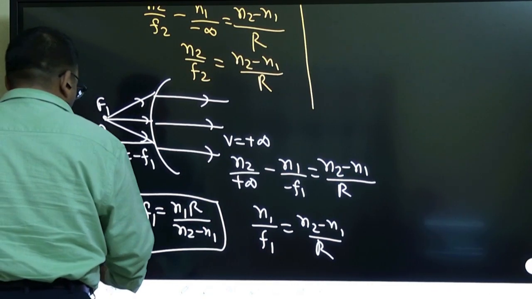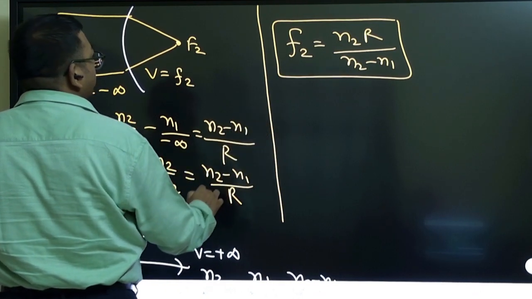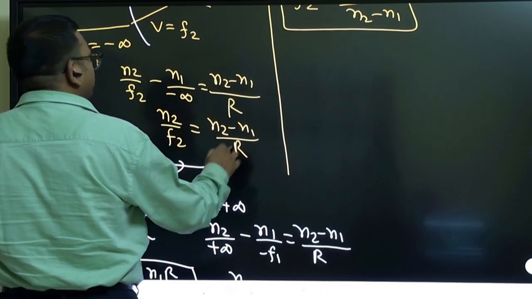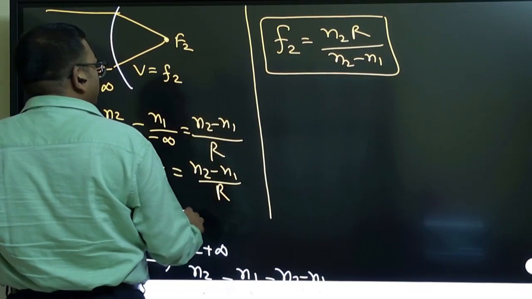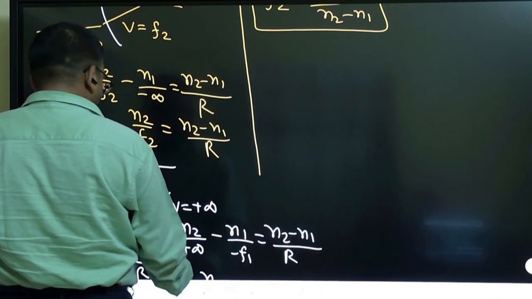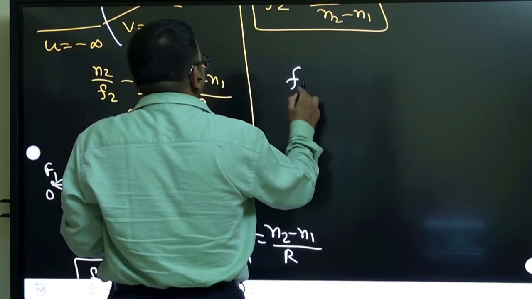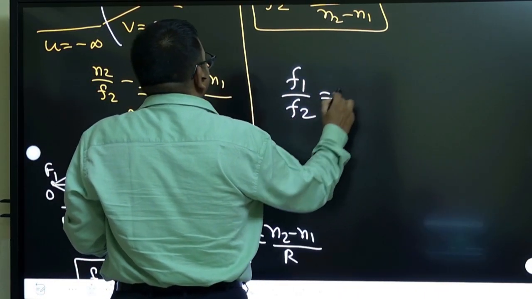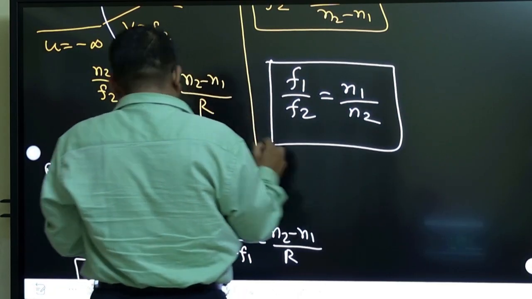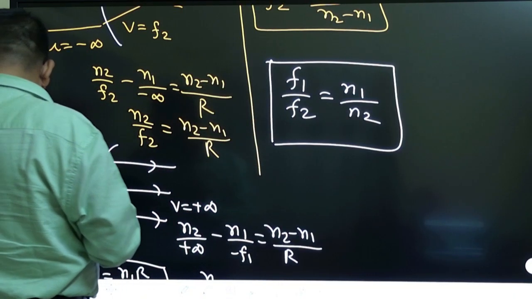So this f1 and this f2, which we have defined, are not the same. N2 r by this, and n1 r by this. The denominator factor is the same, n2 minus n1. This is just multiplied with n1 r, and that is multiplied with n2 r. So that is why if you take the ratio of f1 and f2, you will get n1 by n2. This is the important rule. This is the ratio.